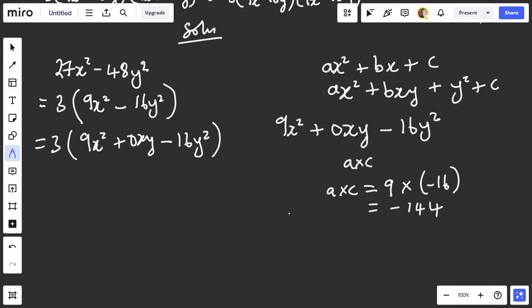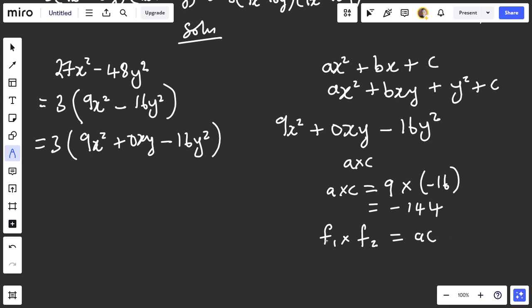9 times minus 16 will give you what? Minus 144. And that's the first step when you are trying to factorize a quadratic equation. Then the next step is for you to find two factors, f1 and f2, such that f1 times f2 will give you AC, the product of the A coefficient and the C constant.